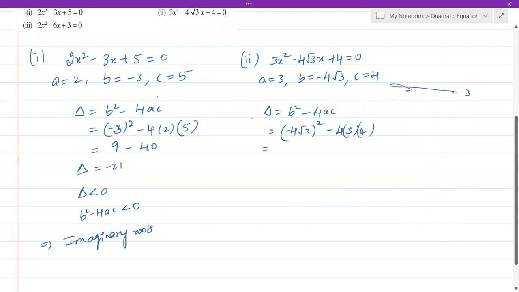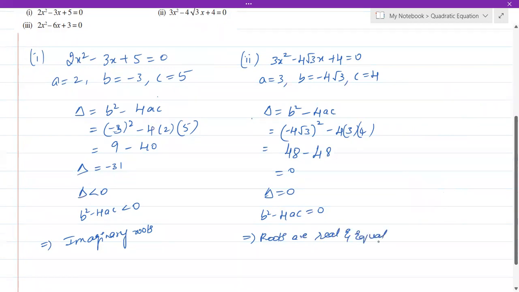So what we have got is 48. So 48 minus 4 3s are 12, 12 4s are 48. So 48 minus 48 is 0. So delta value is 0. That is b square minus 4ac value is 0. If it is 0, roots are real but equal. Roots are real and equal. That will be the answer for the second one.